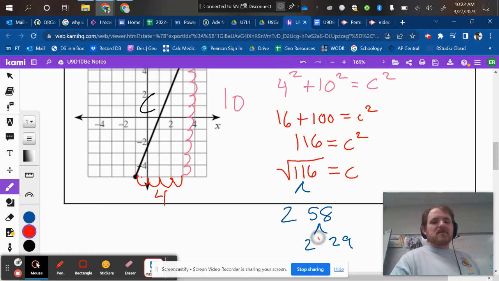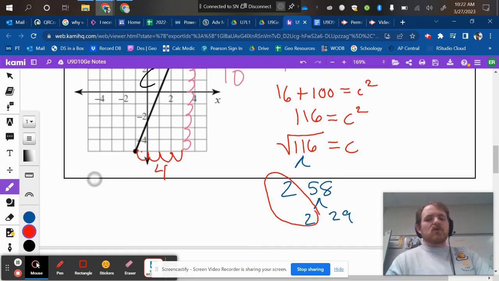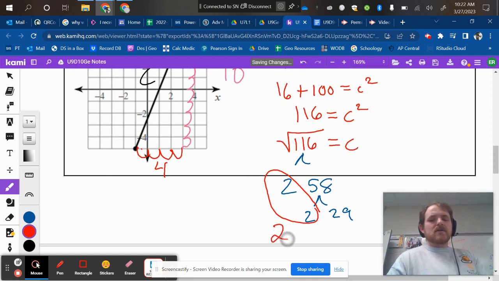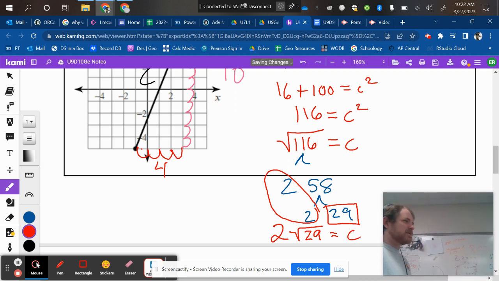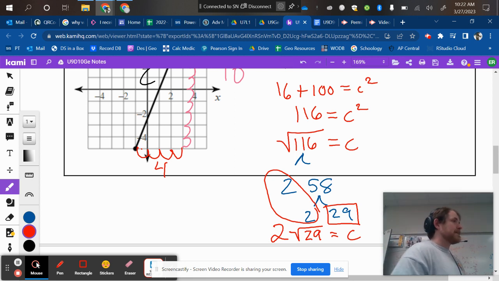So again, every time you have a pair, you can actually pull that out of the radical. And whatever's at the end of a tree that doesn't have any friends to come out with has to stay on the inside. So it becomes 2 square root 29 equals C. Yes, that is a decimal, but I'm trying to prepare you for next year. You're not going to be able to turn that into a decimal. Okay? Trying to leave it like that.